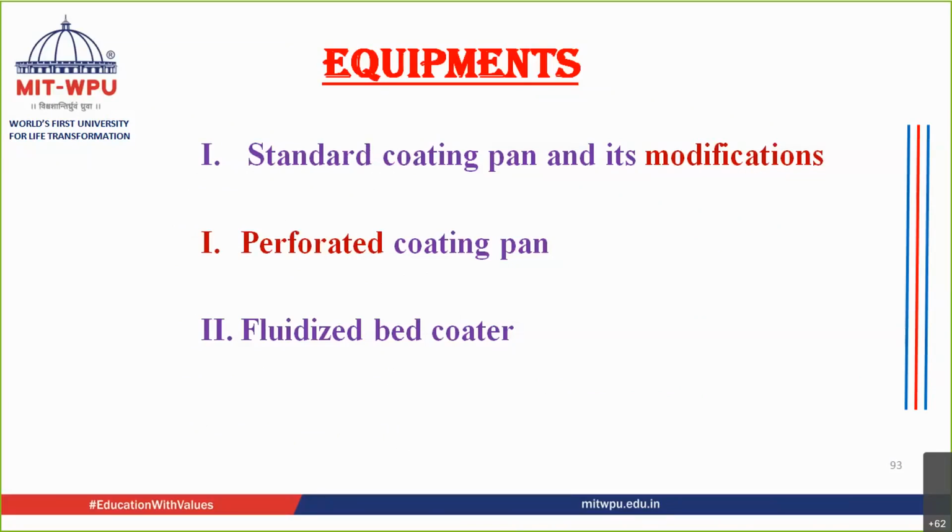The second type of equipment we can classify as perforated coating pans. In the standard coating pan, there are no perforations. In perforated coating pans, there are perforations added to the standard coating pan. We are going to see that in detail. And the third category may be the fluidized bed coating. So in this way, we are going to study these equipments in today's tutorial.